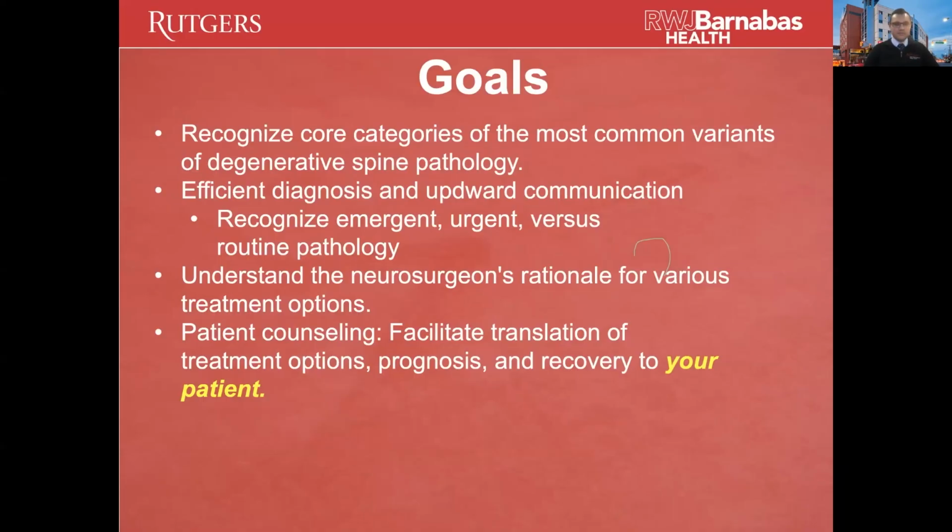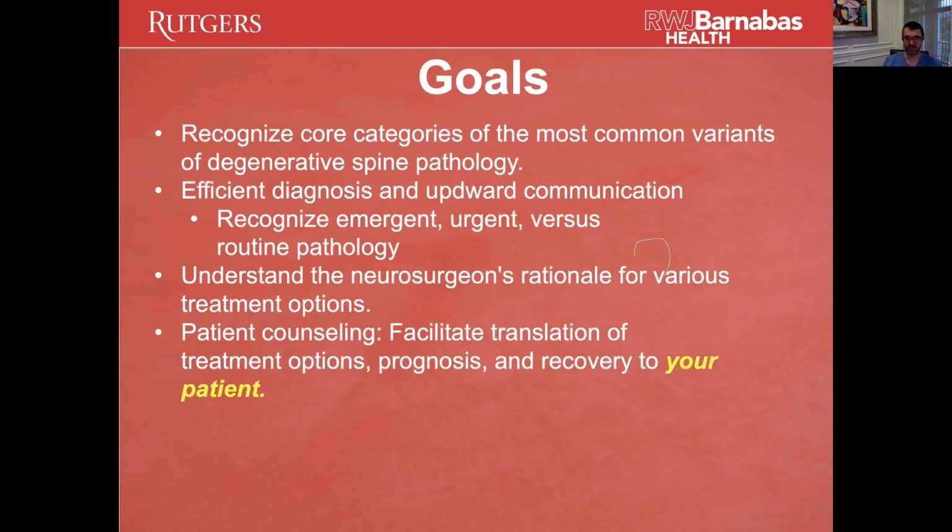So we're going to talk about some of the core categories for degenerative spine pathology and the goals at the medical student level. So I'm thinking for basically a neurosurgical sub-intern, for someone who intends to go into neurosurgery, we want to work on an efficient diagnosis of some of the bread and butter pathologies, and then how to execute good upward communication to your intern, junior resident, senior resident, chief, and faculty.